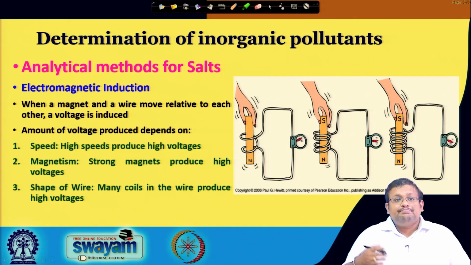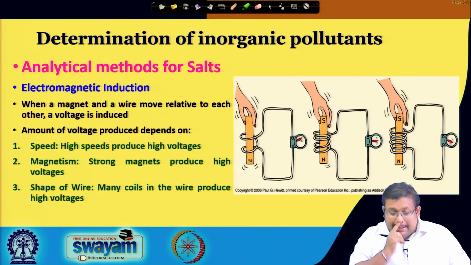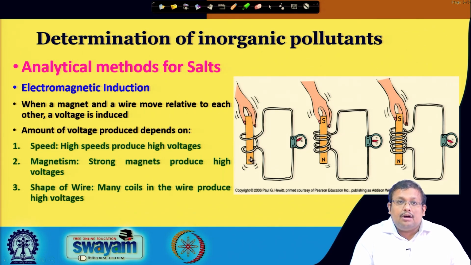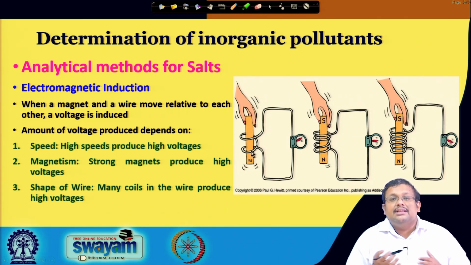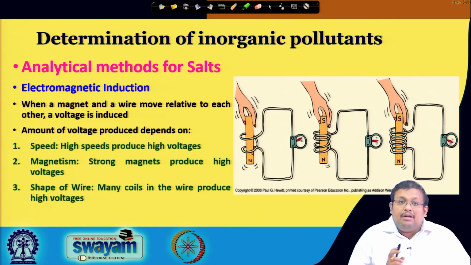In the next slide, in this picture, you can see that electromagnetic induction can be achieved with a magnet and a wire. Using this magnet and wire we can create electromagnetic induction. How? When a magnet and a wire move relative to each other, a voltage is induced according to Faraday's law of electromagnetic induction. When we move these two relative to each other, a voltage is developed or induced. The amount of voltage produced depends on three things.